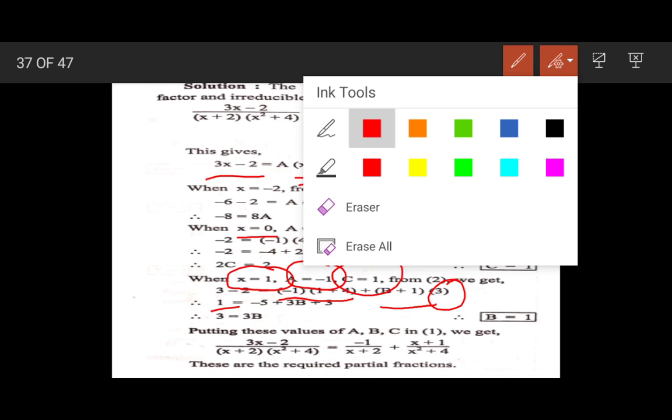After substituting x, A and c, we got this equation. Now solve this. So 3 minus 2 is 1. Then minus 1 into 5 will be minus 5. Then (b plus 1) into 3.